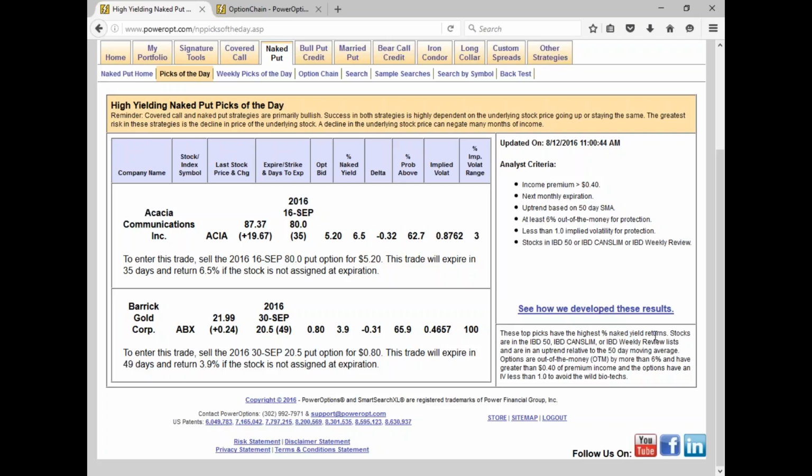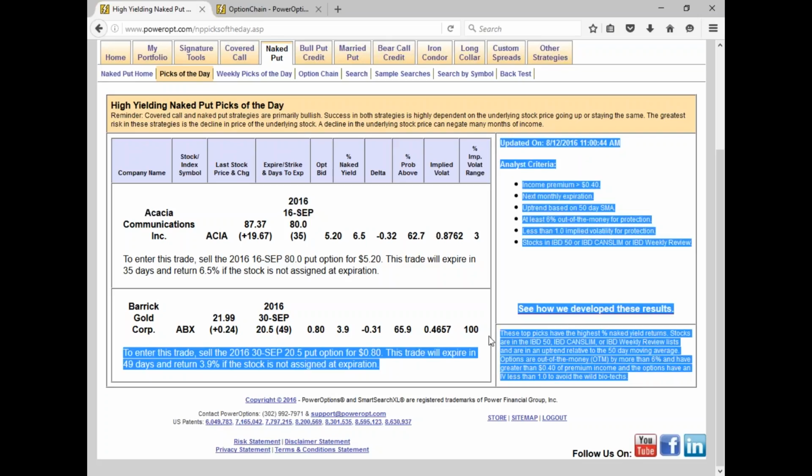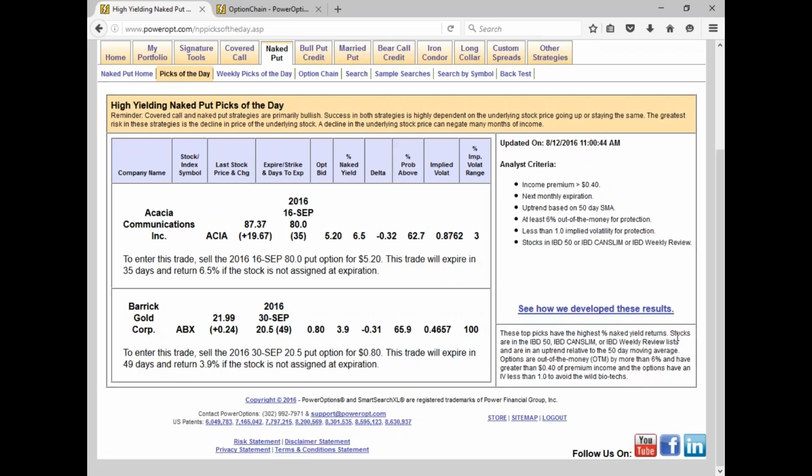And what he found is he even put stops in on some of these positions and didn't put stops on the others, and found out which ones would give him the best return consistently and the highest return over that time frame using these criteria. And that's what's discussed here. These picks have been the highest percent naked yield returns. This is for the picks of the day for naked puts.